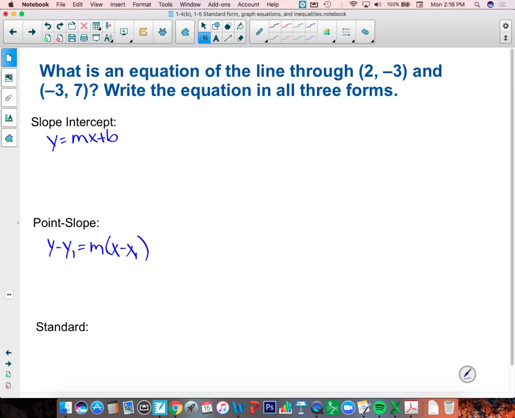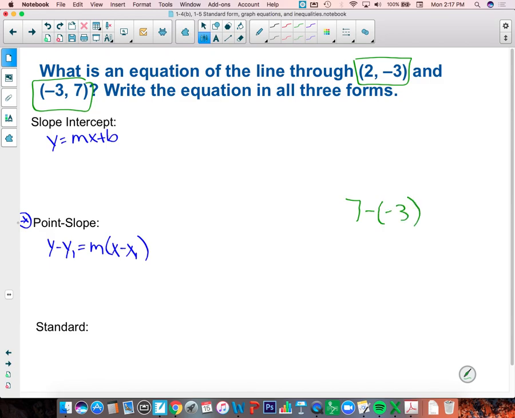Okay? Because really the only thing I need to do for point slope here is find my slope, and then I just use one of the points and I got it. Okay? So let's calculate slope first. All right, so using this point and this point, we do y2 minus y1. So it's 7 minus a -3.